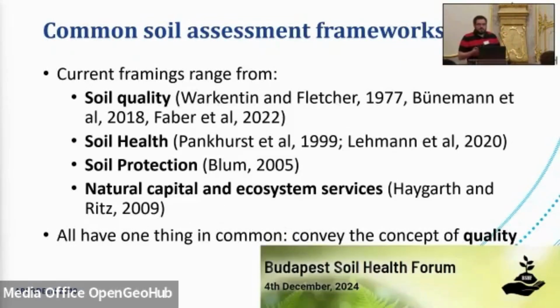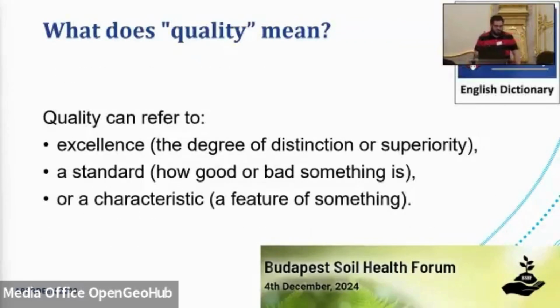But there are also other framings that need to be appreciated, such as soil protection, the work of Bloem in the early 2000s, and work by Phil Haygarth and Karl Ritz in the late 2000s, looking at natural capital and ecosystem services. One thing to note here is that these framings, along with some others, have one thing in common, and that is that they convey the concept of quality. In the next few slides, I'm going to unpack what we mean by quality.